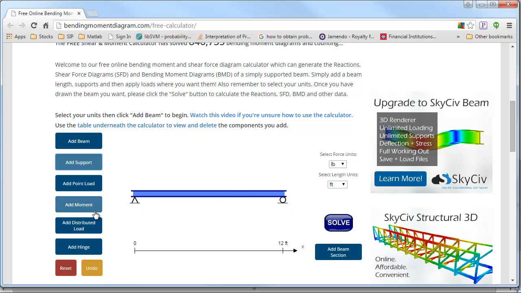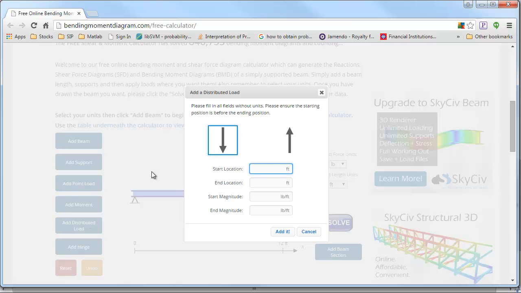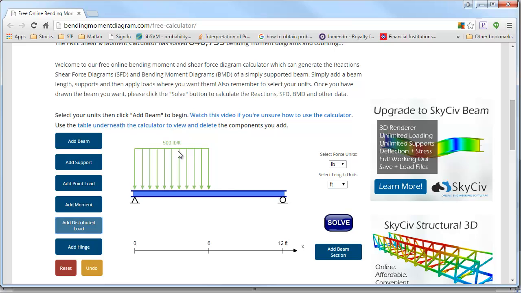Then I got a distributed load. So add a distributed load. The starting location was 0. The ending location was 6. It was 500 pounds per foot on the left and 500 pounds per foot on the right. There it is. Nicely done.